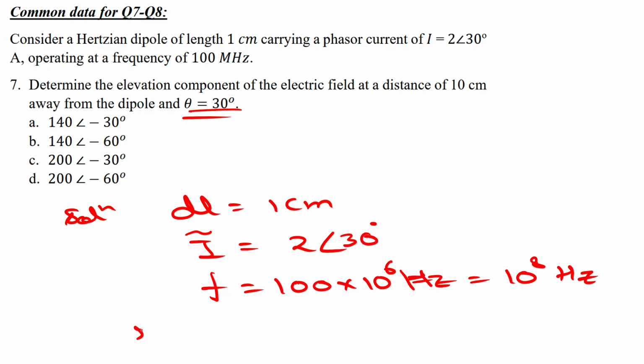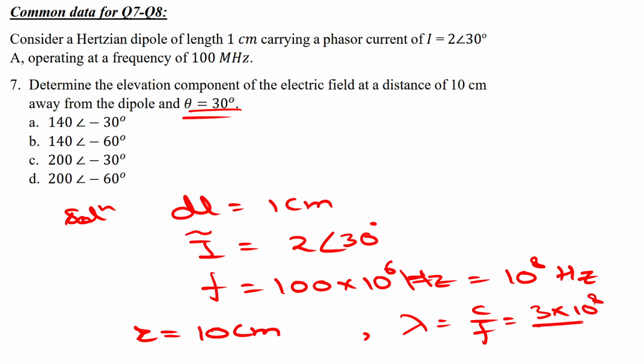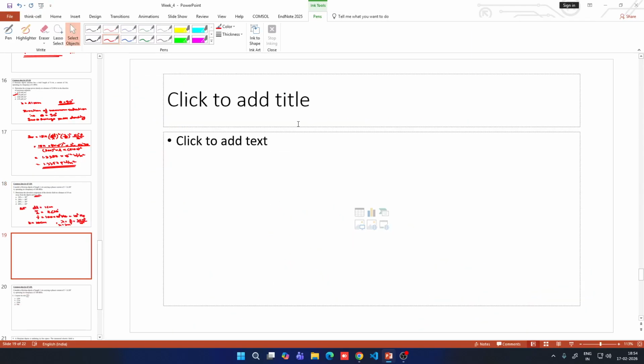Here r is given as only 10 centimeters, and we will calculate the wavelength, which is lambda equals c by f. So 3 into 10 to the power 8 by 10 to the power 8, so lambda is 3 meters. For this dipole, lambda is 3 meters and r is 0.1 meter. So we see here that r is less than 3 lambda.